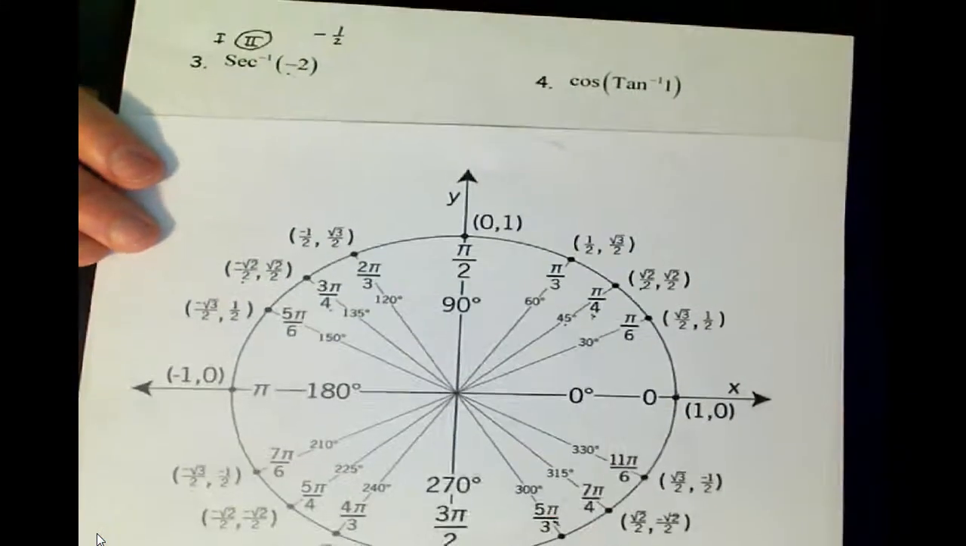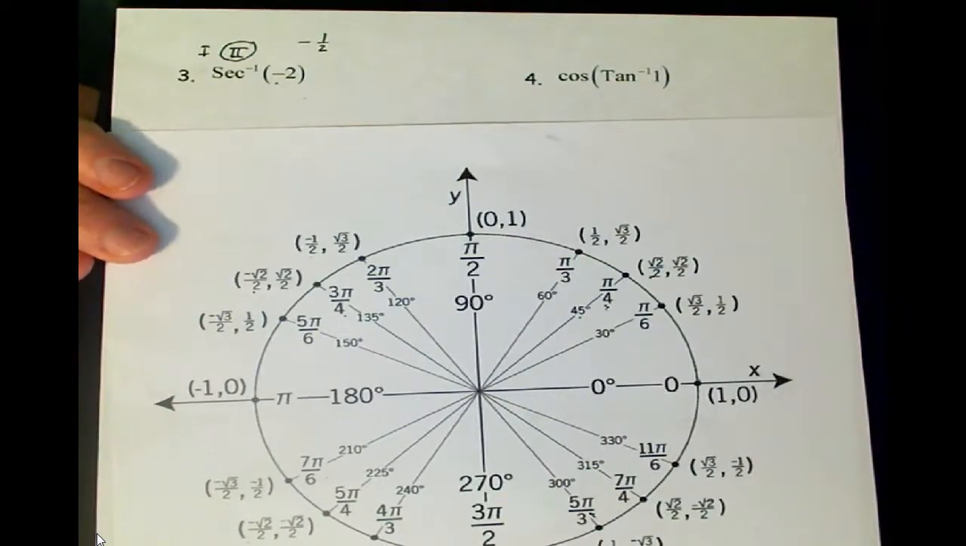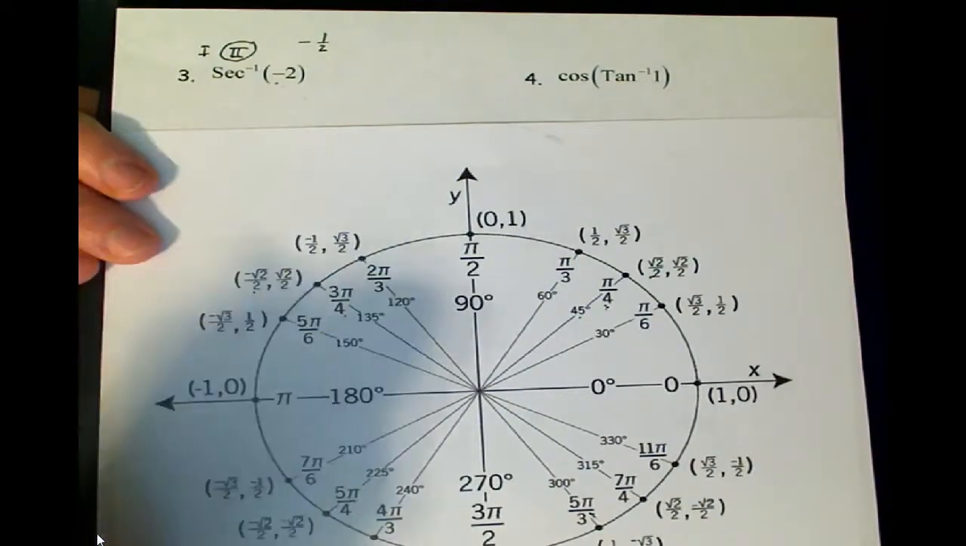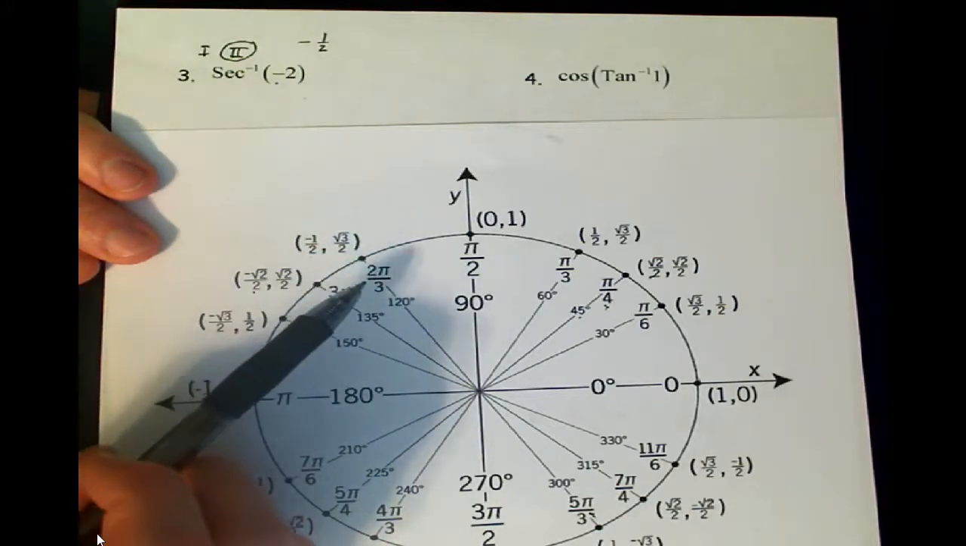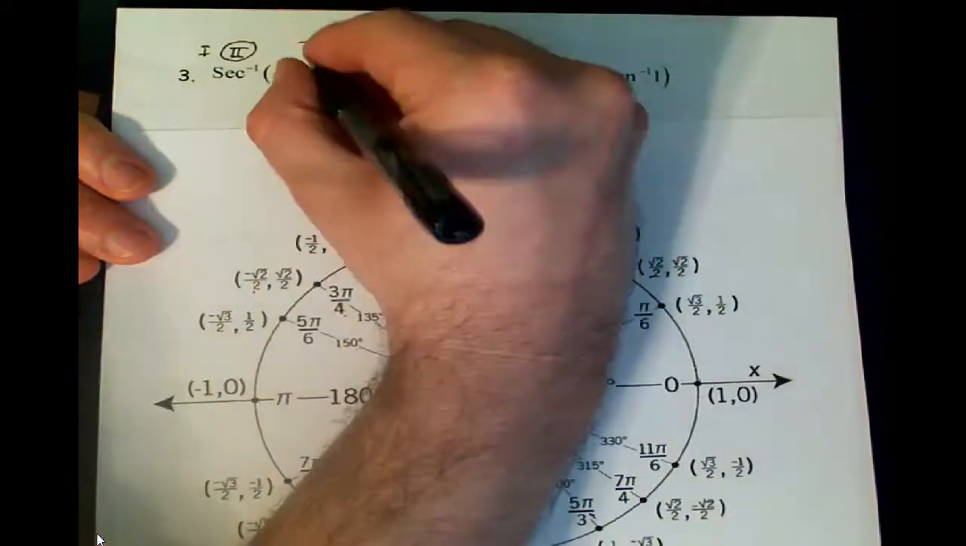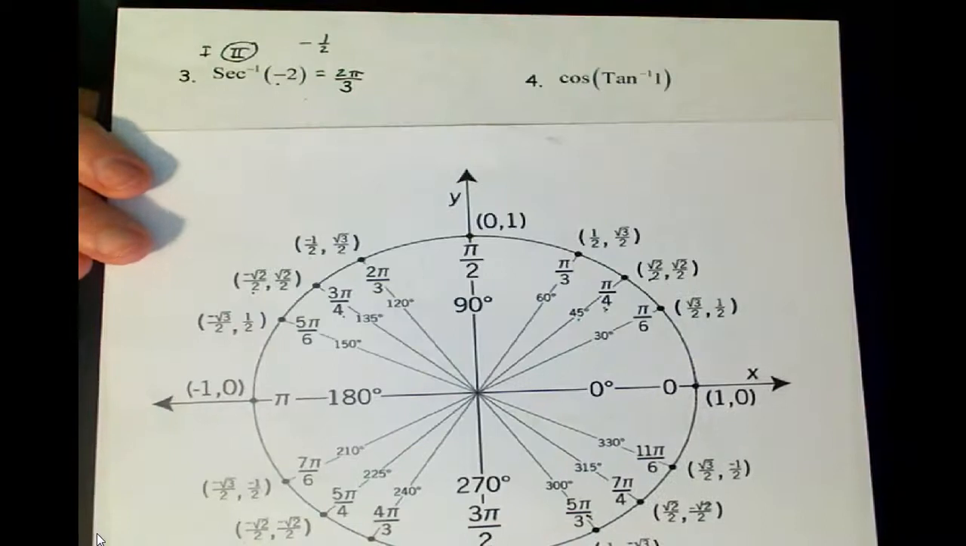These are things that we need to actually know. Alright, where did these values come from? What did they used to be? Okay, negative 1/2 is right there. So what angle am I at? 2 pi over 3. And there's my answer.